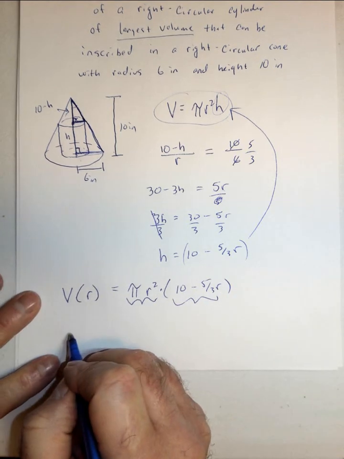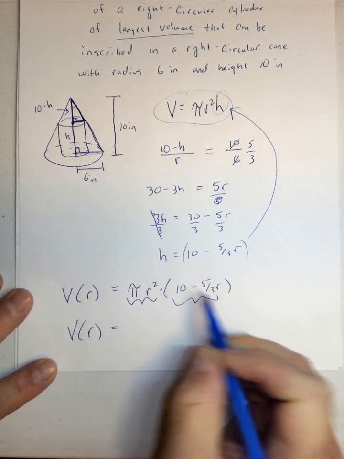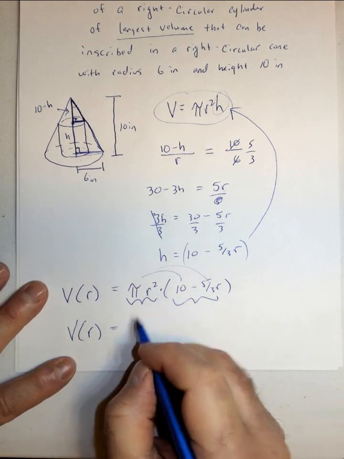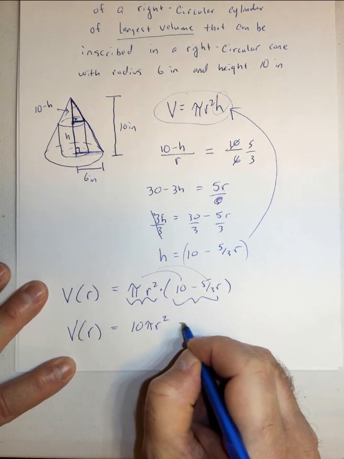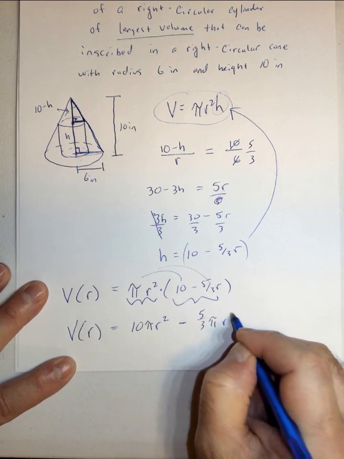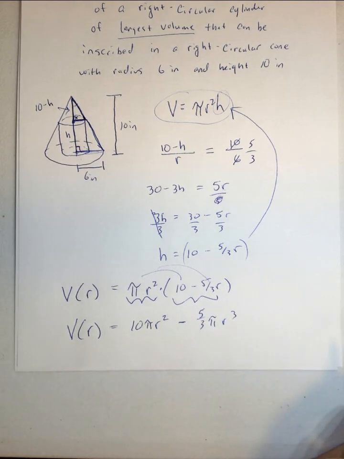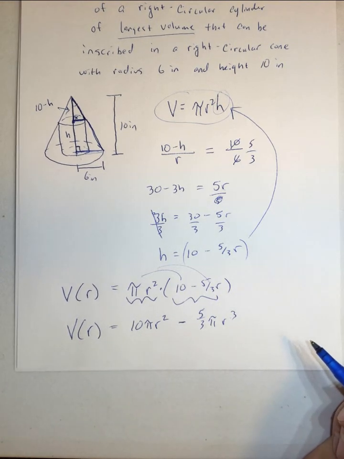But again, one option, like I just said, would be to distribute this. So that's 10 pi r squared minus 5/3 pi r cubed. And then go ahead and find your derivative. Straight up power rule, set it equal to 0, solve, and you're on your way.